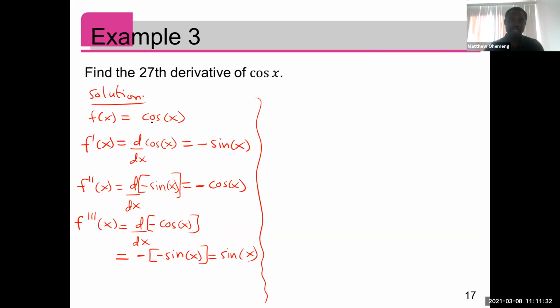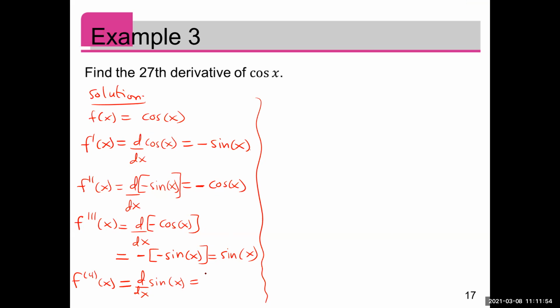But still, the pattern has not repeated yet. We don't see any pattern yet, right? Because this is sine of x. So let's proceed and get the fourth derivative. For the fourth derivative, you're doing the derivative of d/dx of sine of x. And what is that? What's the derivative of sine of x? Negative cosine of x. Close.